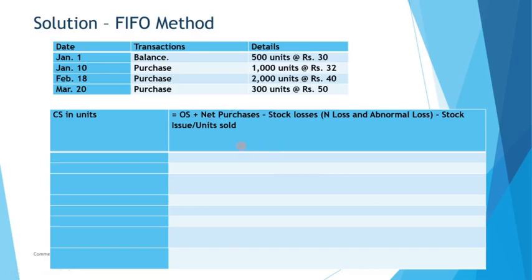So closing stock is measured like this: opening stock plus purchases minus any kind of losses, because if losses are there, these stocks will not be traceable in the stores. What we are measuring is closing stock, minus any units issued. So remaining stock will be traceable in the stores. So your closing stock will be 230 units.